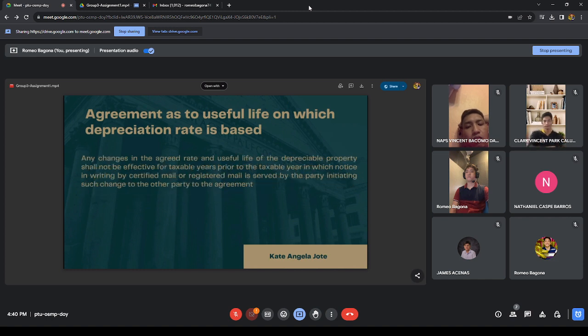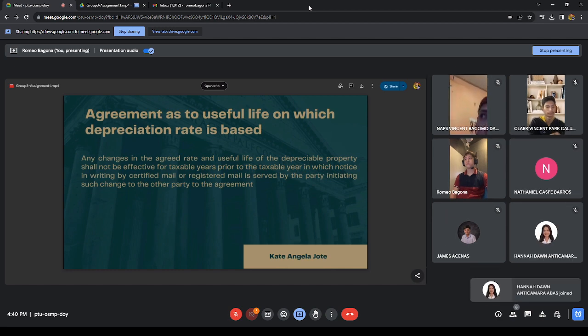In addition, any changes in the agreed rate and useful life of the depreciable property shall not be effective for taxable years prior to the taxable year on which notice in writing by certified or registered mail is served, by the party initiating such change to the other party to the agreement.